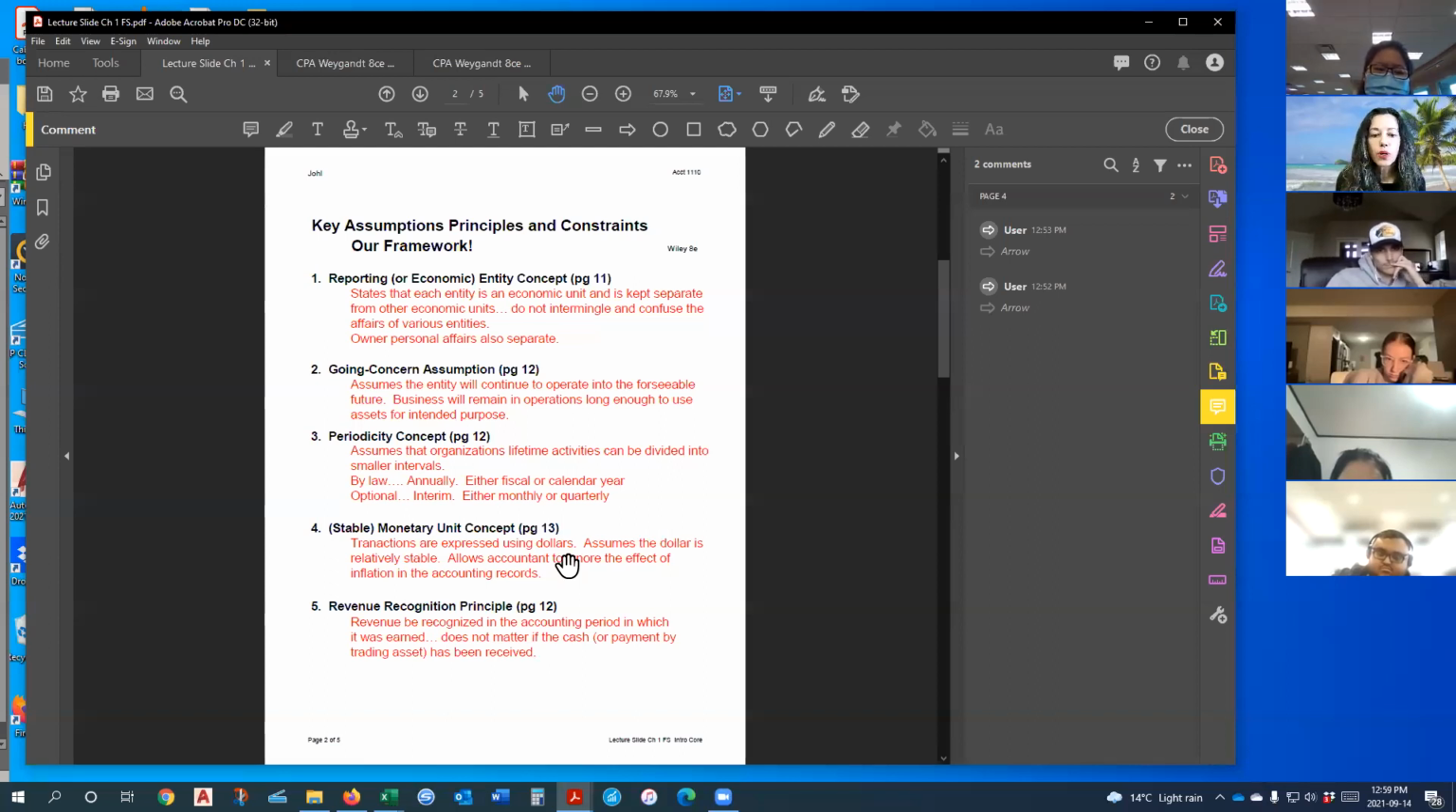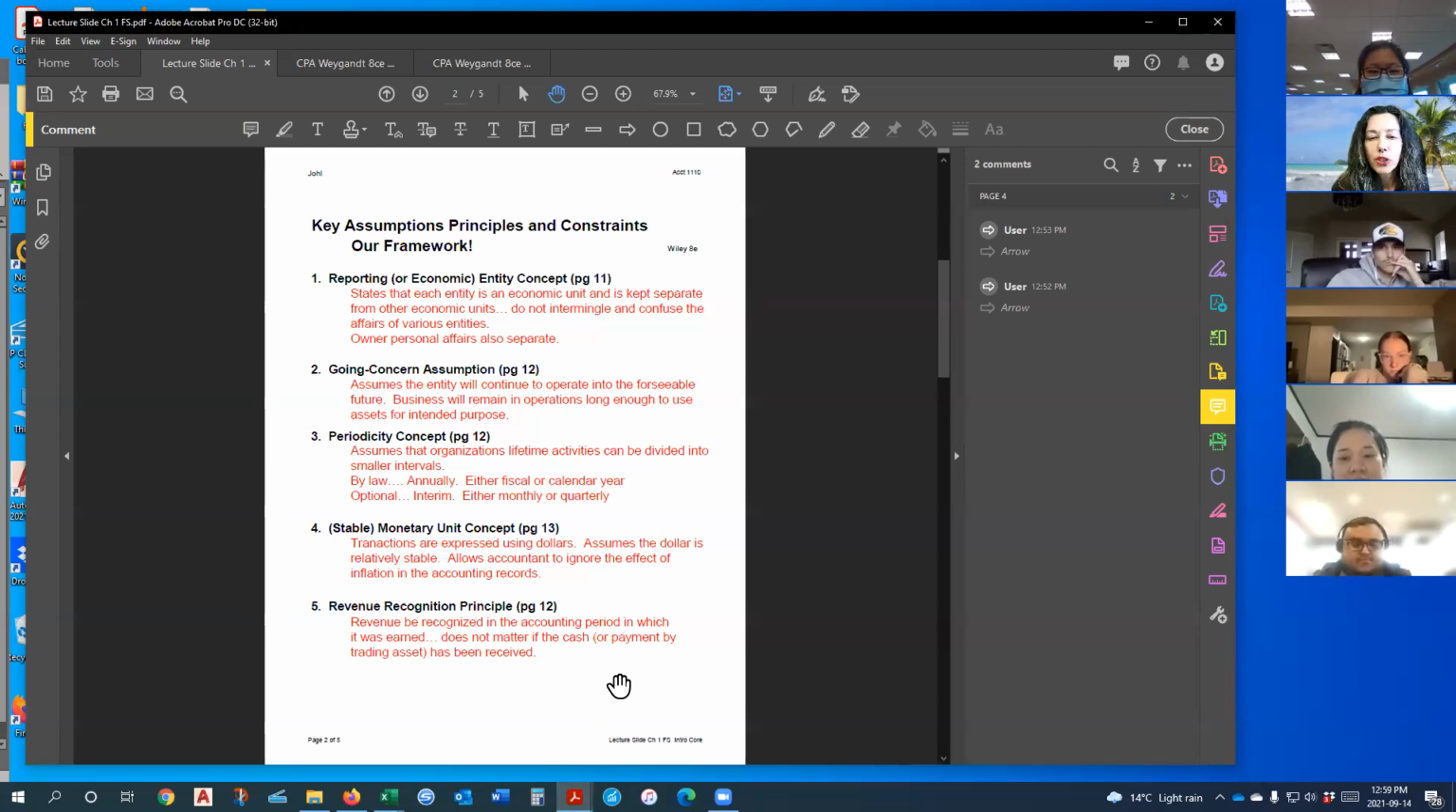Number 4 here is a stable monetary unit. Essentially, we ignore inflation. And we also report in the monetary unit that's relevant to our users. In Canada, that's usually the Canadian dollar. If we operated in the United States, perhaps we'd have to use the American dollar.